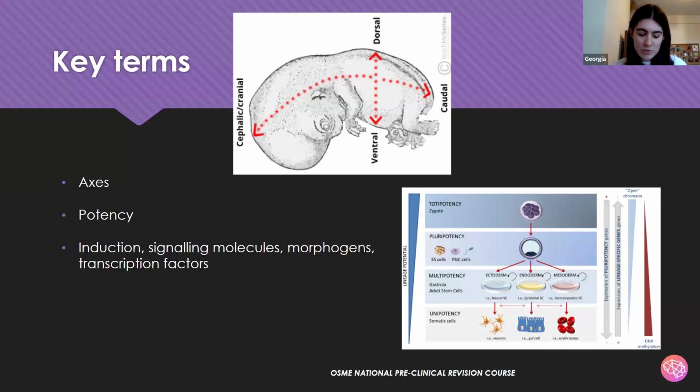And finally, transcription factors act to up and down regulate gene expression, and these are often the very end of these signaling cascades.